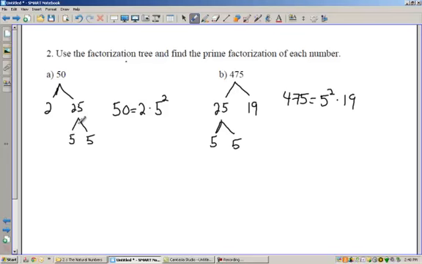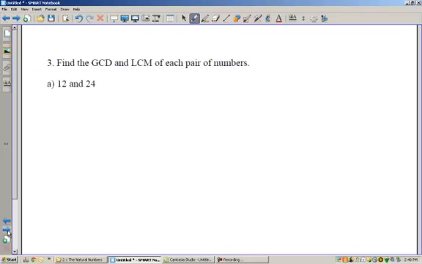And so this is how you use a factorization tree to find the prime factorization of a number. On number 3, what we want to do is find the GCD, which stands for the greatest common divisor, and the LCM, which stands for the least common multiple of each pair of numbers. And so to do this, we make the factorization trees.